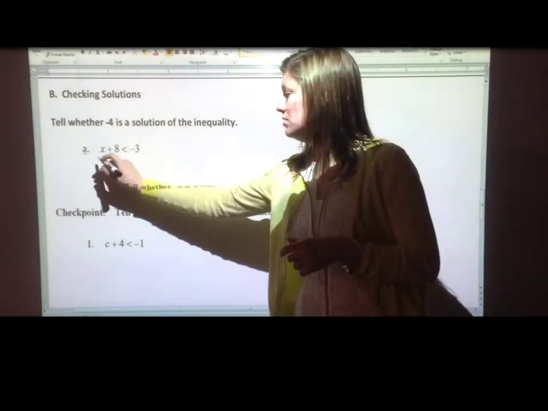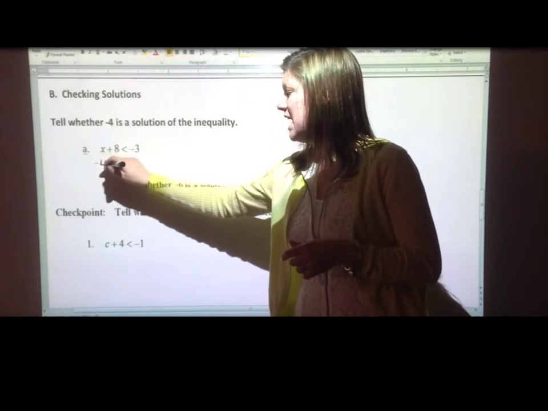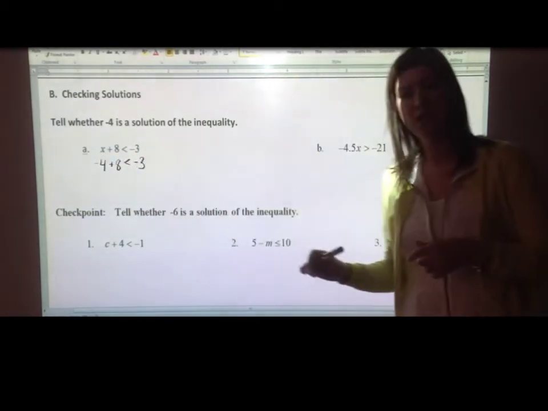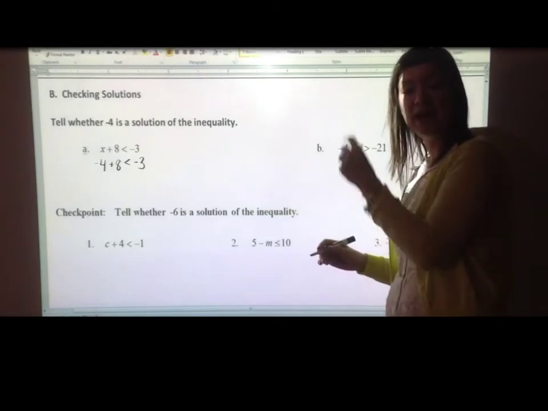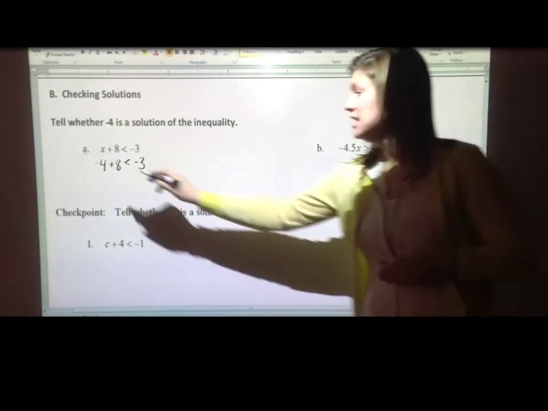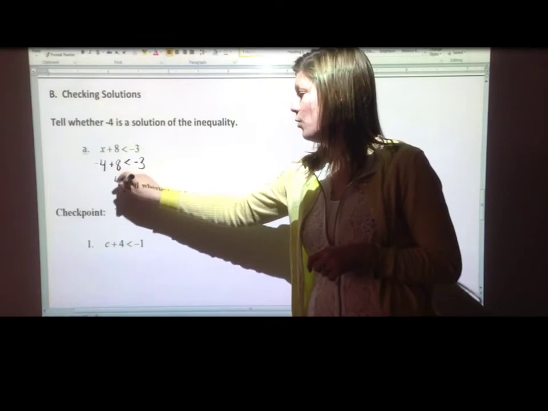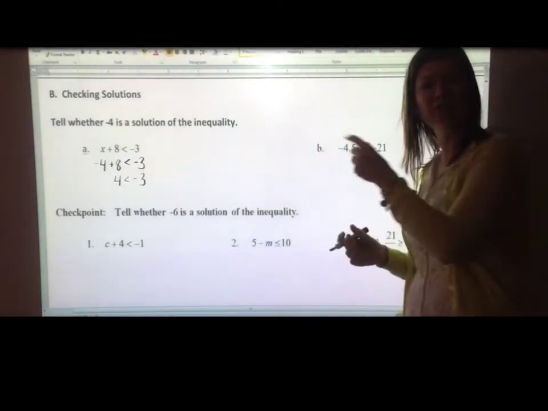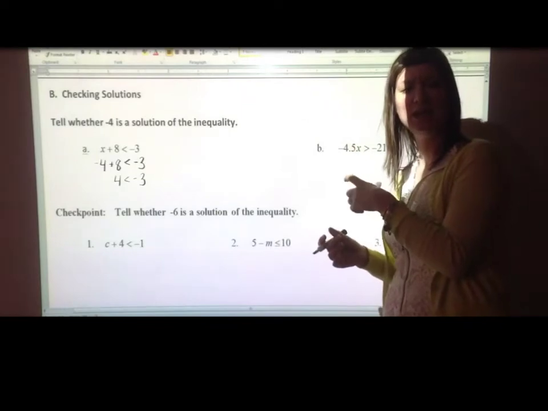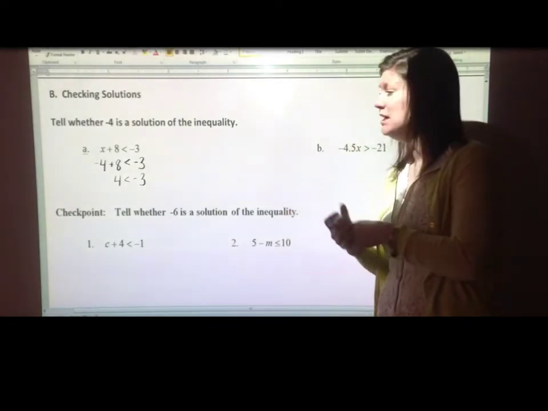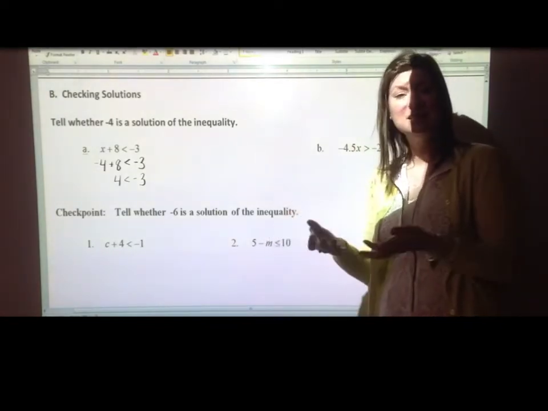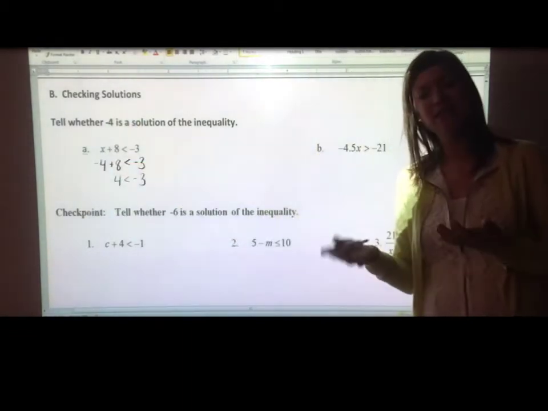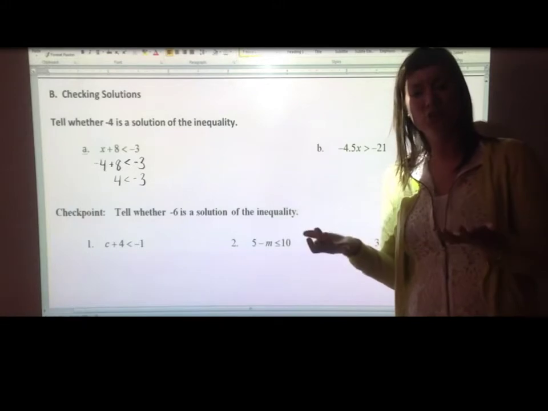So I'm going to substitute. Instead of x, I'm going to write -4 plus 8 is less than -3. Since I have an operation I can simplify on the left side of this inequality, -4 plus 8 is 4, is less than or equal to -3. Now that the left side and the right side of the inequality are simplified, I have to check the comparison. Is it true? Did -4, when I substituted it in, make this inequality a true statement?